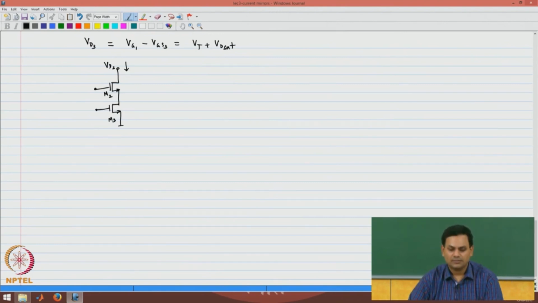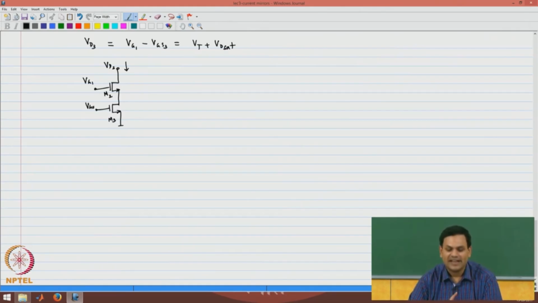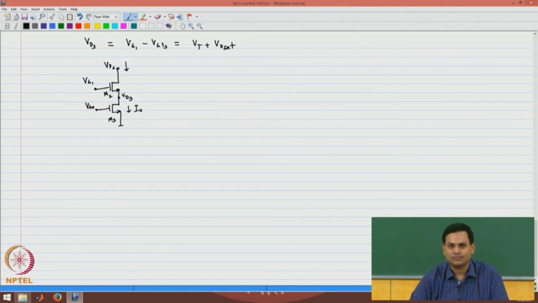If I do this, note that the voltage at the gate of M2, which is VG1, does not change, the voltage at the gate of M3 does not change, and because M3 and M2 are carrying a nominal current of I naught, the voltage at the drain of M3 also does not change. So please note that if I start reducing VD2, as long as the current does not change by a large amount, VG1, VG0 and VD3 do not change.